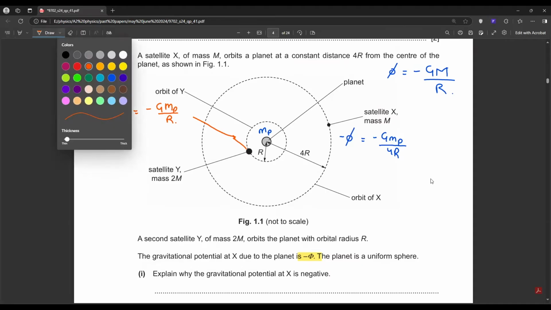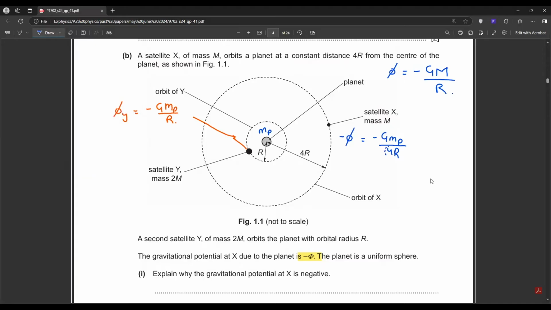If you are a good thinker, you will take this 4 to the left hand side. Negative 4 phi is equal to capital G, mass of the planet, divided by the distance r. So negative G, mass of the planet, divided by r is equal to the phi at point Y.